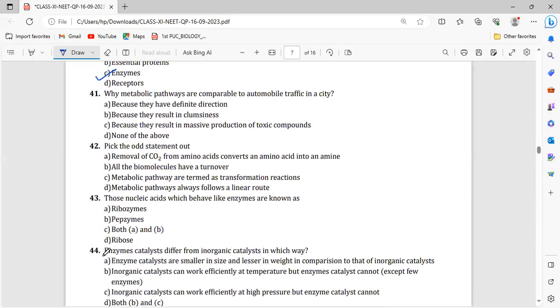41. Why are metabolic pathways comparable to automobile traffic in a city? If we take any metabolic pathway, they have a definite direction. Only in that particular direction will they go on. If we consider automobile traffic, all the vehicles move in a particular direction. They do not travel haphazardly. There is a particular lane in which they will be moving. So, since they both have a particular direction, metabolic pathways are comparable to automobile traffic.